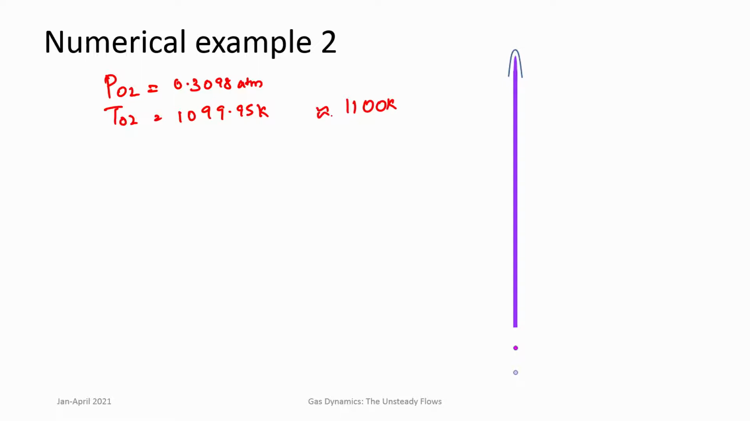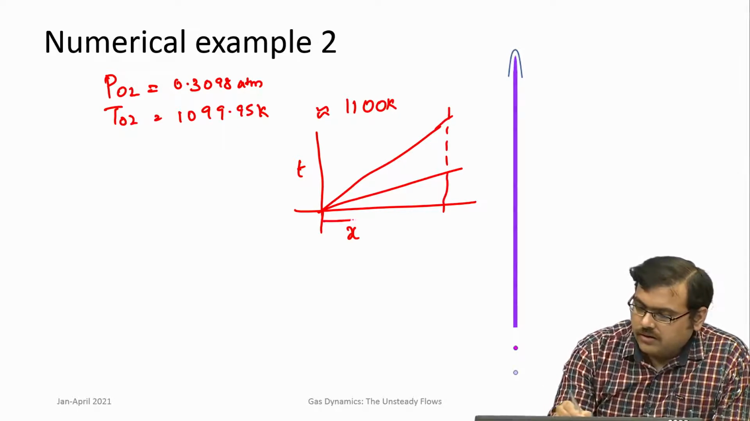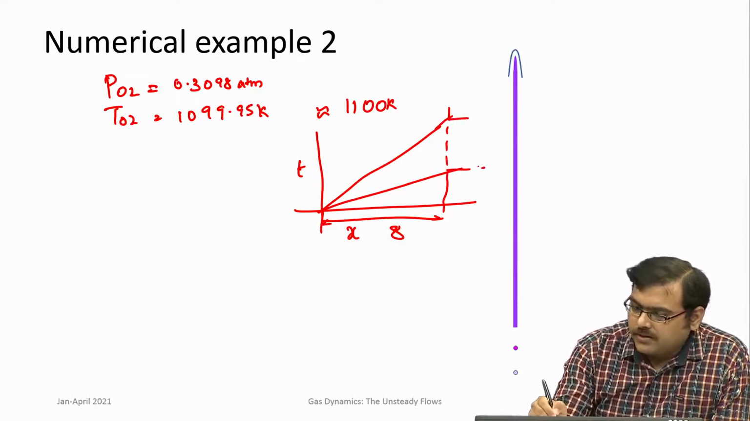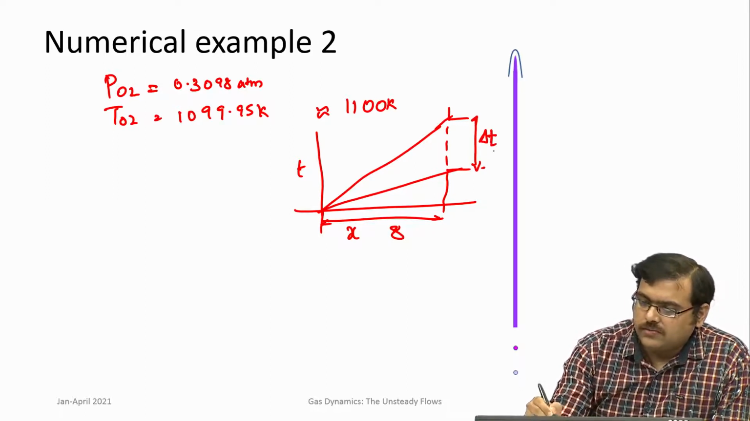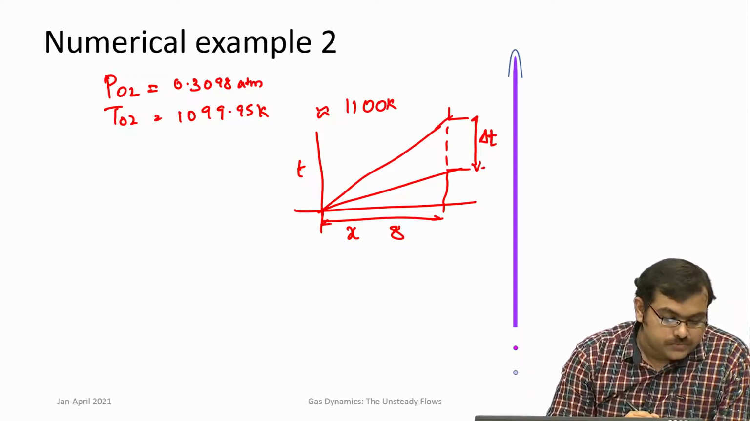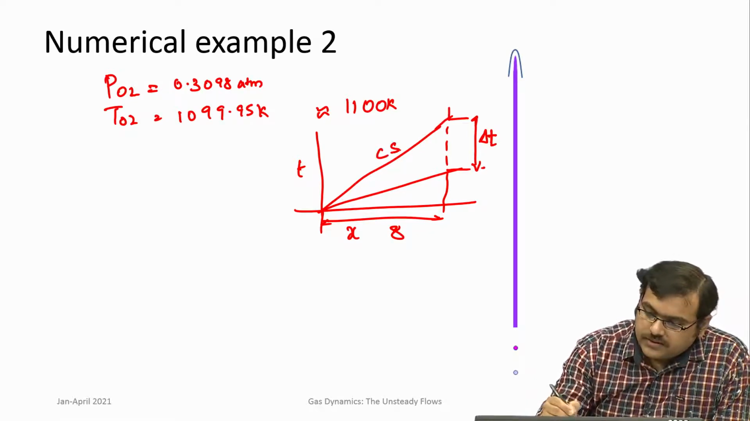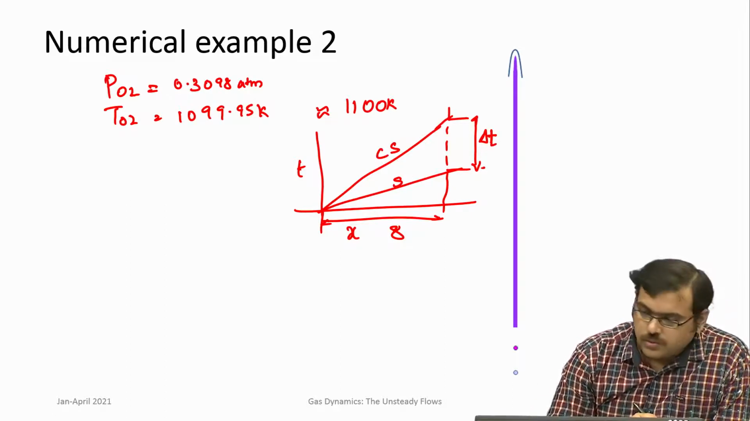Now what is given is that the contact surface is the one which limits the test time, and if you draw the xt diagram, the shock wave passes right away and the contact surface is here, and the test section is 8 meters. So this difference in time is the test time basically. This is the difference in time, or delta t, which is the test time. Okay, so this is the contact surface, this is the shock. So how do you calculate this?